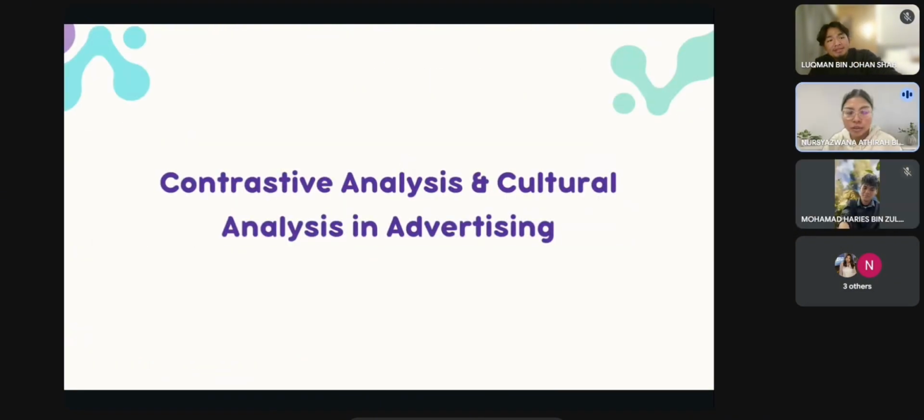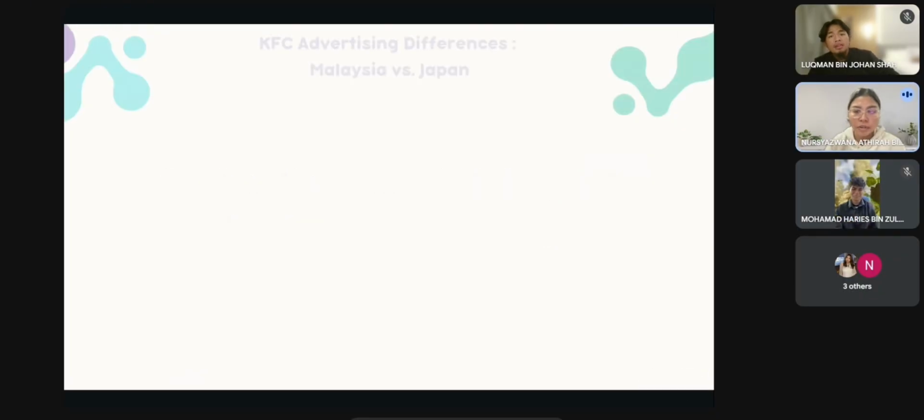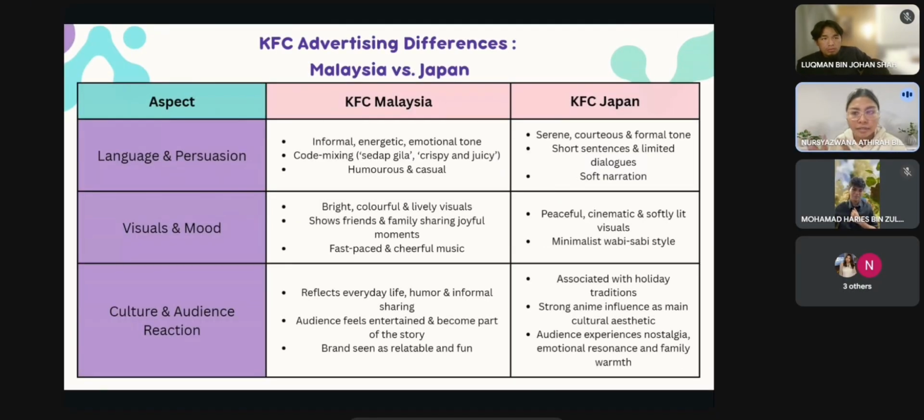Okay, now we are moving on to the contrastive analysis and cultural analysis in advertising. This part of the study focuses on comparing KFC's advertising strategies in Malaysia and Japan. The first one is language and persuasion. Malaysian ads are informal, energetic and emotional in tone, and they always mix English and Malay words together, for example, sedap gila or crispy and juicy. Also, the casual, humorous tone makes the brand feel like a friend rather than a corporation.